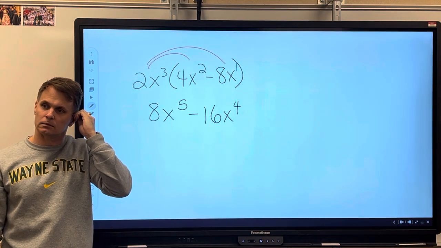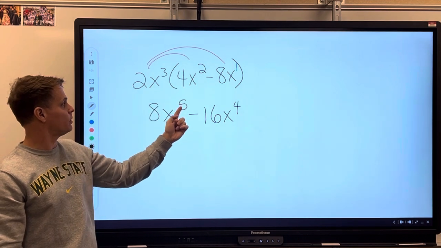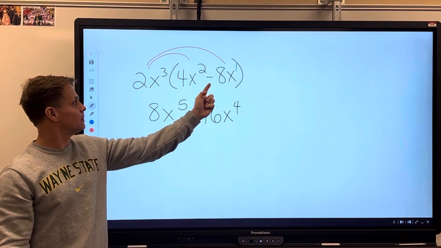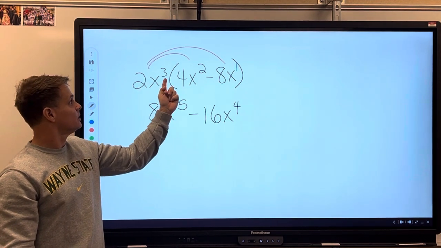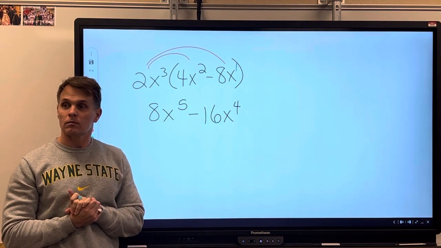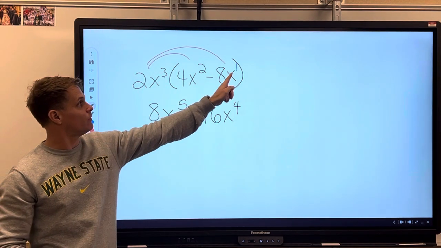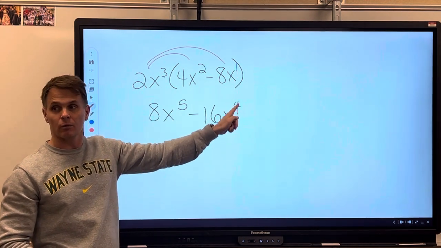Did you get that? Multiply the coefficients 8, add the exponents 5. 2 times negative 8 is negative 16. 3 plus 1 is 4. But where did you get the 4 from? The power 3, and then there's a 1 there. Oh, 3 plus 1 is 4.